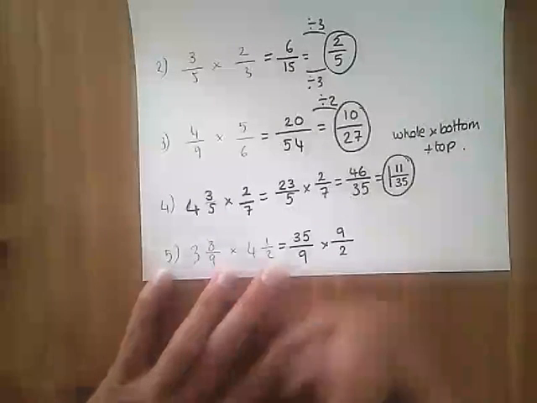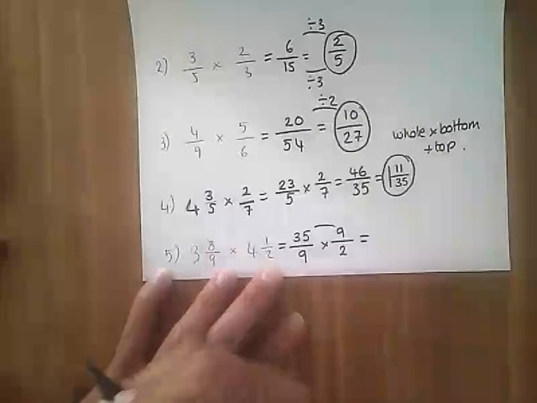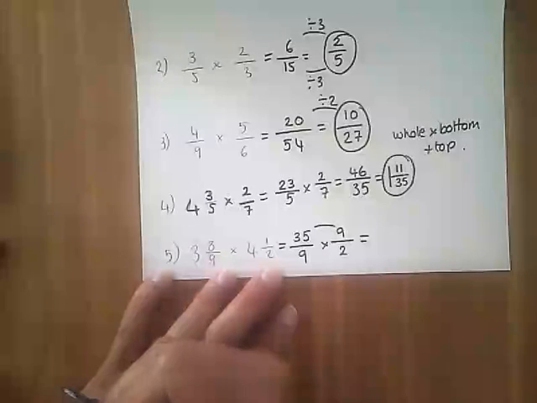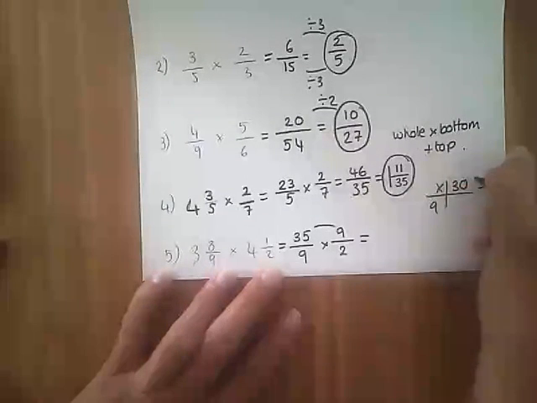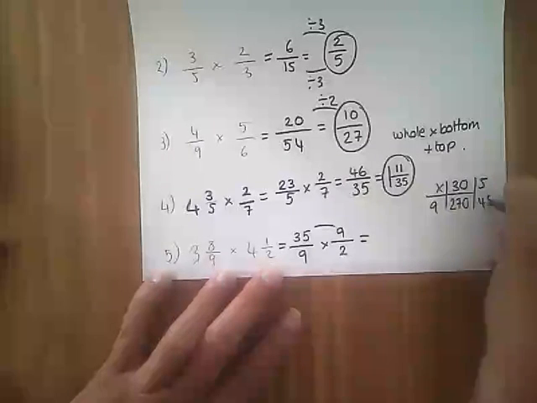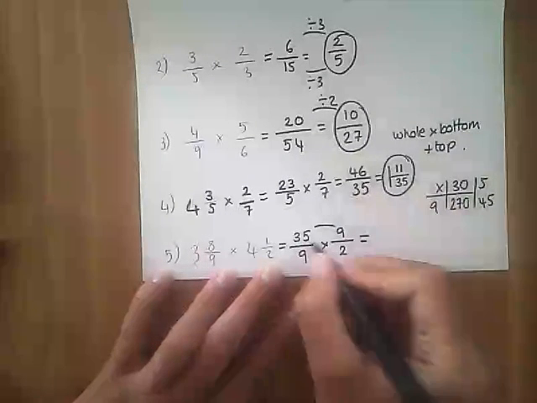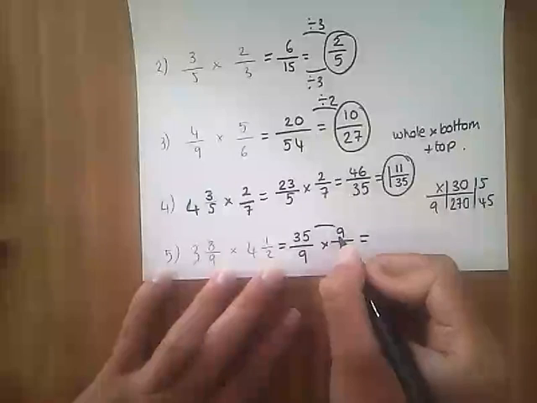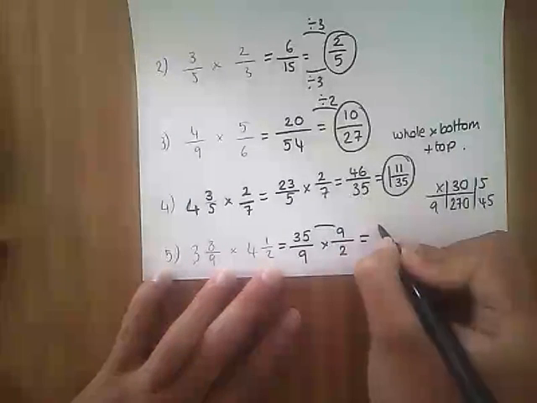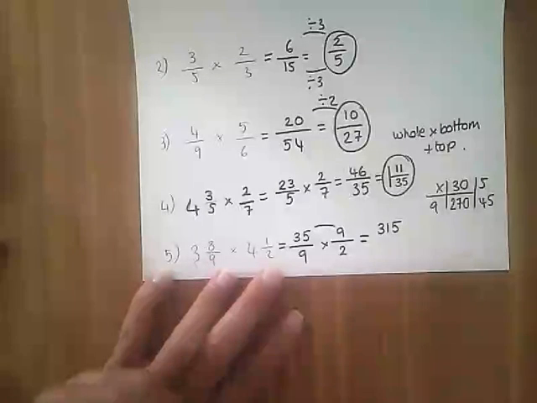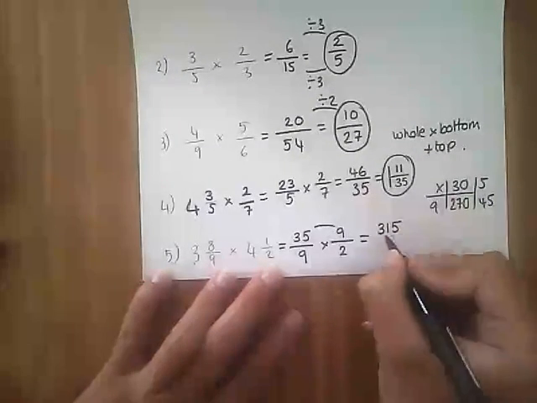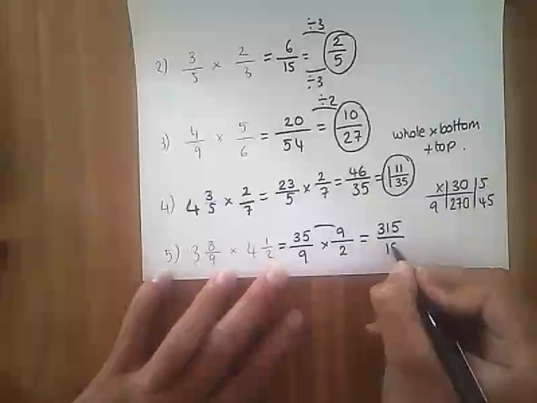Then we're going to do 35 times 9. Well, we've got to do that without a calculator. You can do a quick grid if you want to. Or I would think about it as doing 35 times 10 is 350, and I've got to take away 35. So that's going to be 315. Then 315 over 9 times 2 is 18.